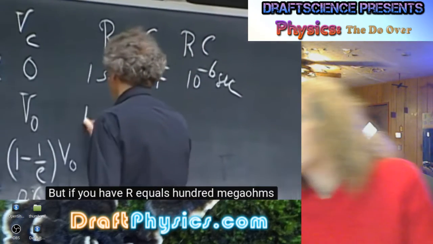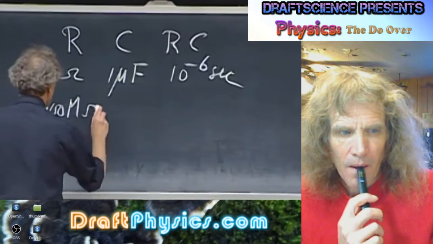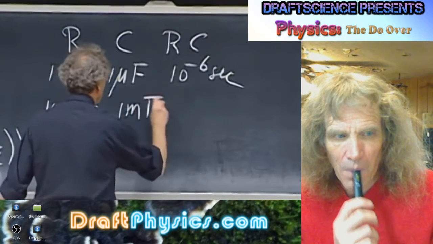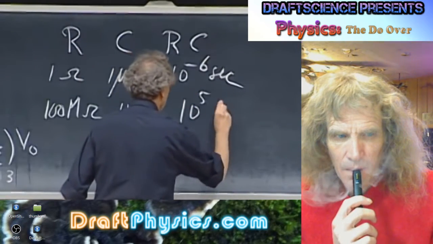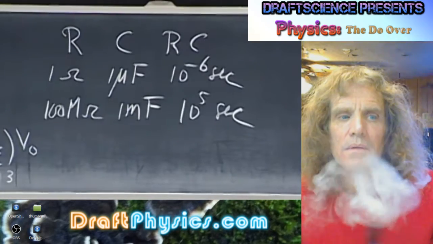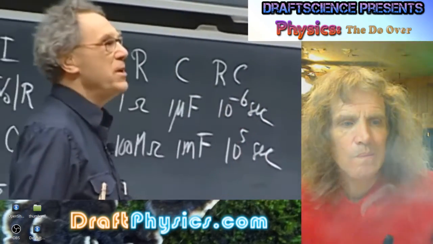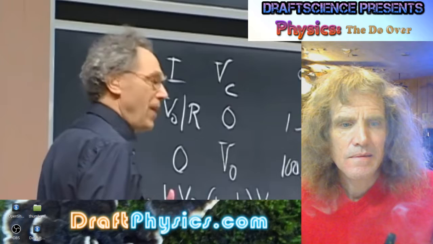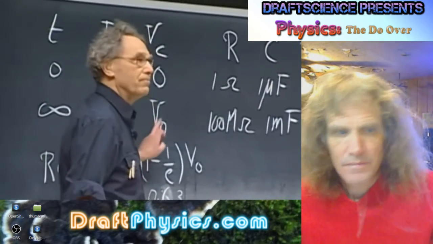But if you have R equals 100 megaohms and you have this 1 millifarad, then this is 10 to the 5 seconds, which is longer than a day. And that would mean that it would take you even 3 days to reach 95% of V0.